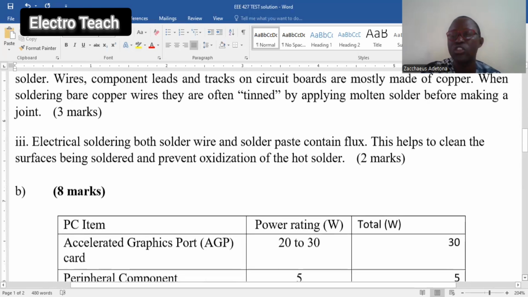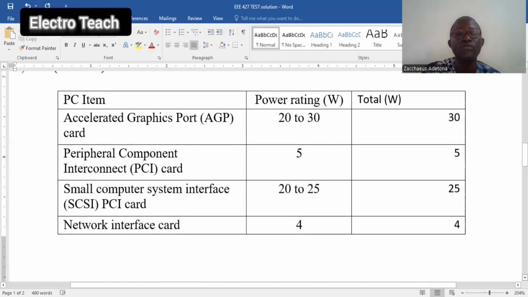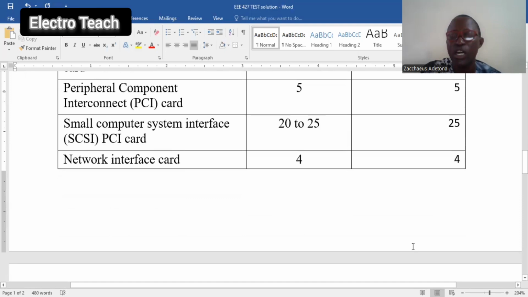Then the last question asks us to determine the power rating of a power supply unit for a system that is about to be installed with these parts. We need to determine the total power rating for that particular system. We have the AGP card 20 to 30 watts, PCI card 5 watts, SCSI PCI card 20 to 25, network interface card 4 watts.